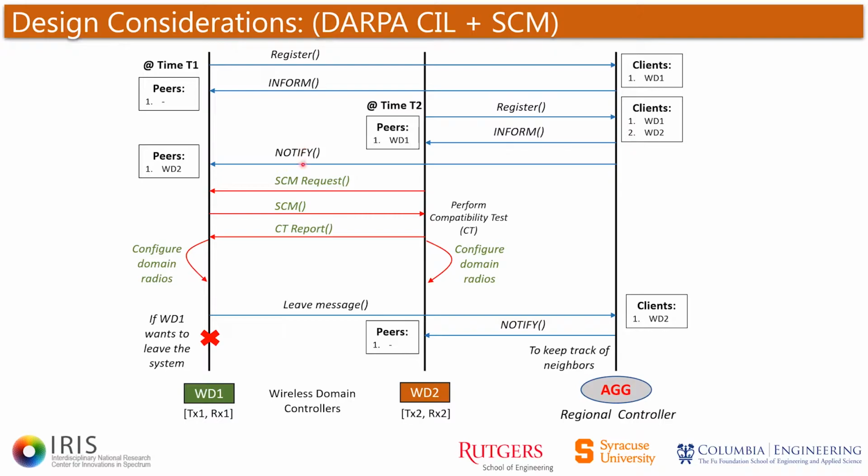WD2 will then request the SCM from WD1 and immediately receives it. WD2 then runs its compatibility test and reports the result to WD1. Both WD controllers now configure their radio parameters based on the compatibility test results. When WD1 decides to leave the system, it will send a leave message to the regional controller. The regional controller will then notify WD2 about the list of all other WD controllers, which is now empty.